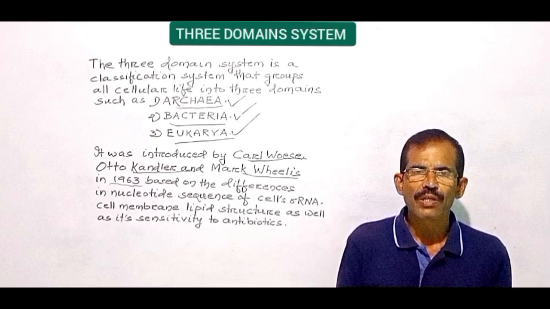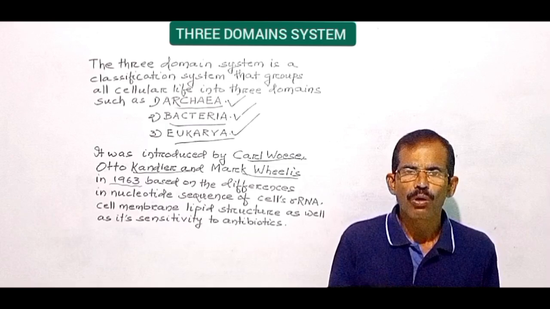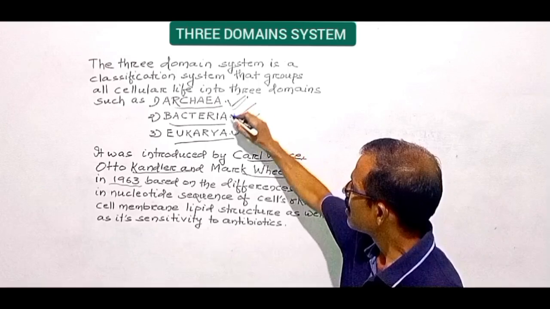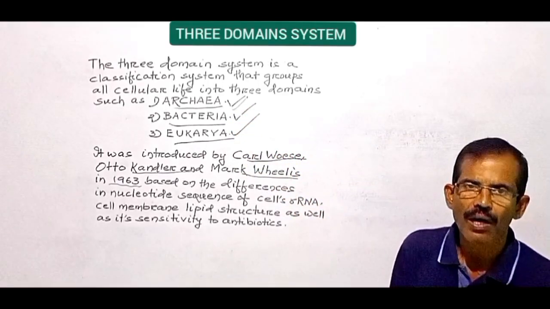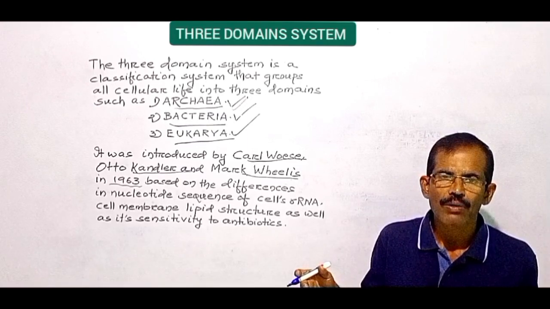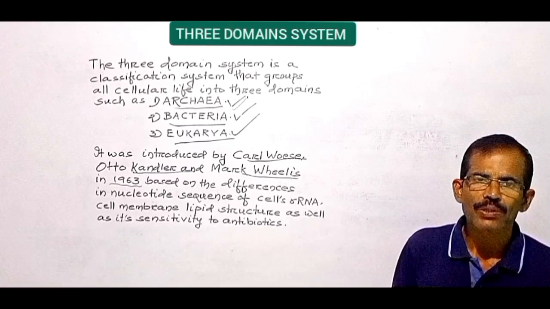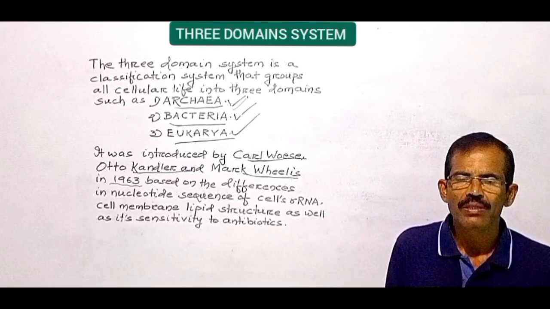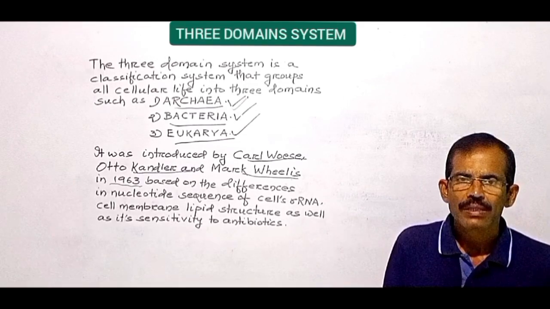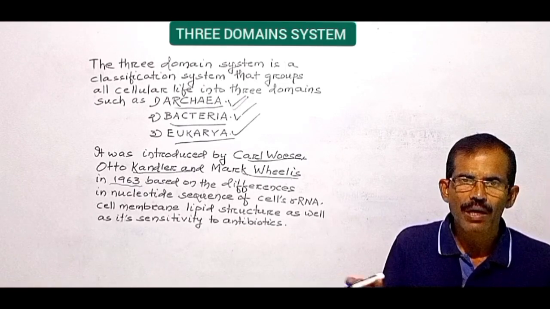Friends, what is the three-domain system? It is a classification system that groups all cellular life into three domains, such as the archaea, bacteria and eukarya. It was introduced by Carl Woese, Otto Kandler and Mark Wheelis in 1990. The system of classification is based on the differences in the nucleotide sequence of cells' rRNA, cell membrane lipid structure, as well as its sensitivity to antibiotics.